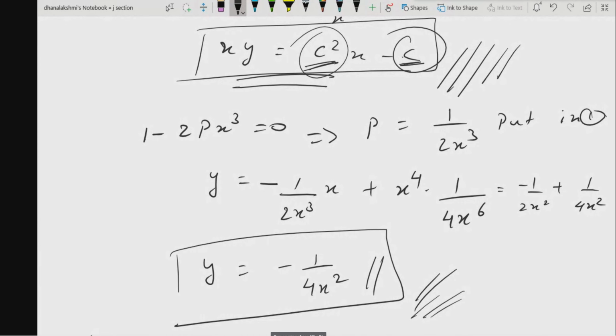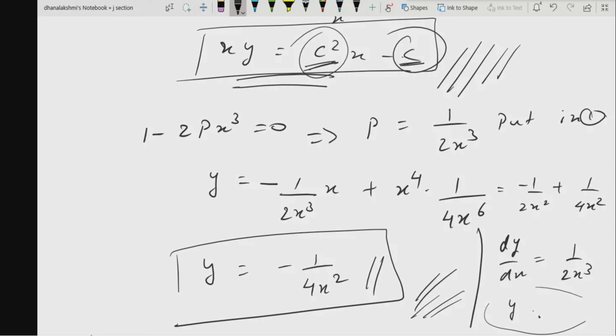Ma'am, here don't we get any constant? No, how will you get a constant? That is what a singular solution means, na? From this, P is equal to 1 by 2x cube. P is nothing but dy by dx. Then if we solve, we will get another differential equation, dy by dx is equal to 1 by 2x cube. It is also in variable separable form. You will get a solution from this one, but this will be the solution of only this differential equation, not the given differential equation.